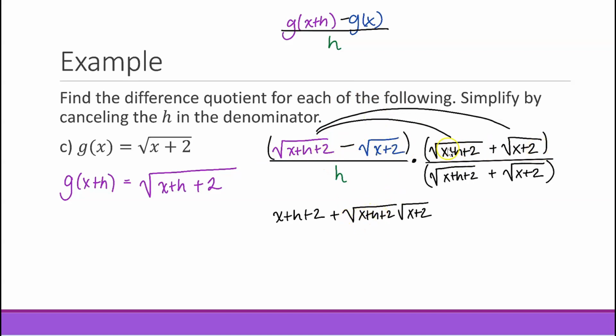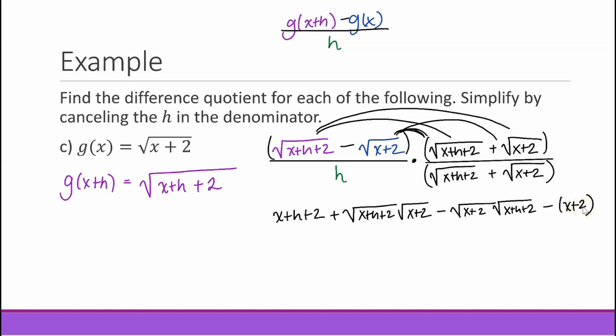So that's outer, and then inner, when I multiply these two terms, I'm going to have minus the square root of x plus 2 times the square root of x plus h plus 2. And then finally last, multiplying these last two terms, I have negative the square root of x plus 2, positive the square root of x plus 2 multiplied. So positive times a negative is a negative. The square roots cancel, and I just have the radicand underneath, which is x plus 2. Since it's a binomial, two terms, it has to stay in parentheses.